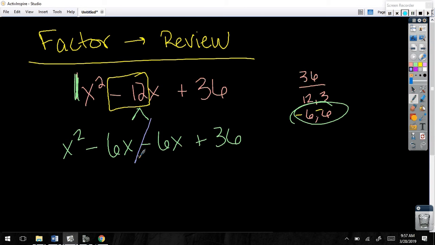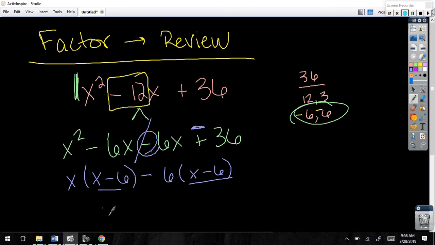All right, what's the GCF of the first two? X. What's left when you take out an X? The middle sign is minus, so this one changes to minus. So what can you take out of the second two? 6. What's left? Because this is the same, I write x minus 6 and x minus 6. Okay?